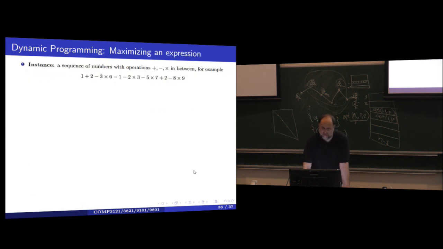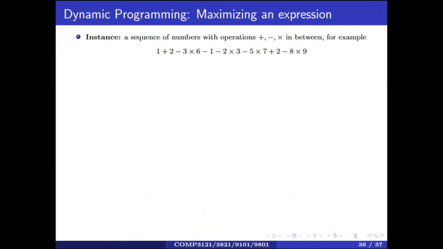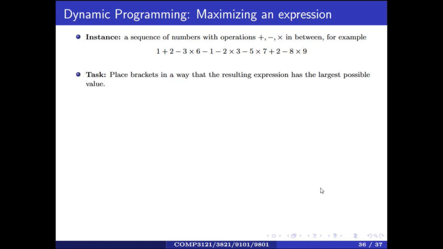Okay, so here is another interesting example. You are given a sequence of numbers and some arithmetic operations between them. Your task is to place brackets in such a way so that the resulting expression has the largest possible value. And so you have to tell me how to do that. You've seen enough dynamic programming to be able to fix this one.